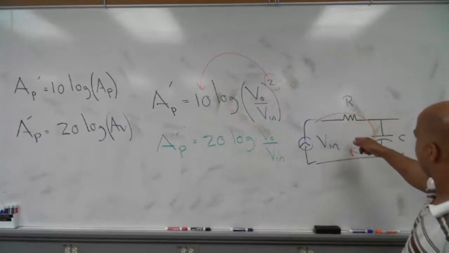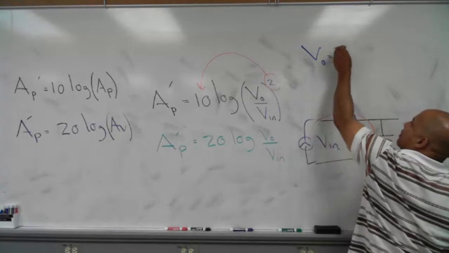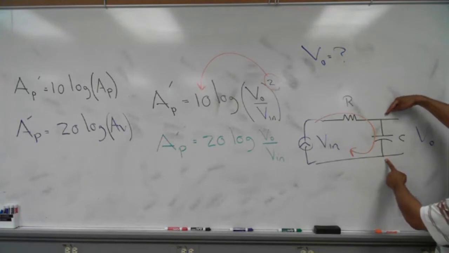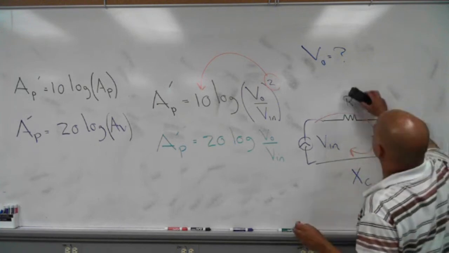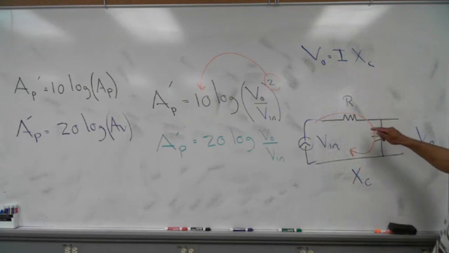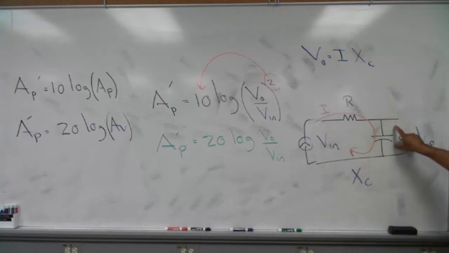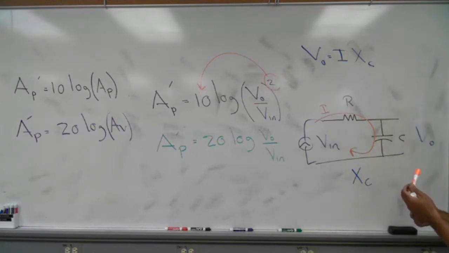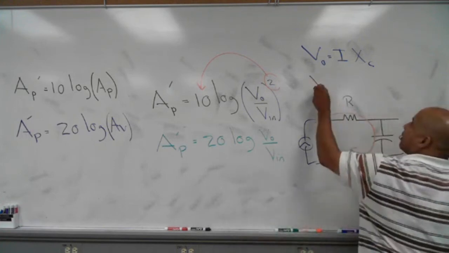Now I'm looking at my diagram here and saying, all right, how would I get V out? Well, V out is the voltage across the capacitor. So V out is the voltage across XC, right? And so the way to get V out would be to take the current, the orange is the current, multiplied by this opposition, XC. So V out is the voltage across the capacitor for this particular circuit. And okay, I see that now. So how would I get V in?